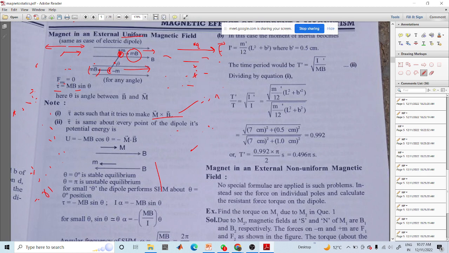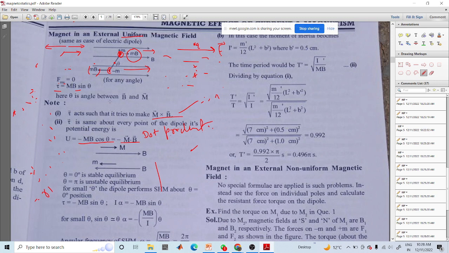I request you to go to the electrostatics chapter. There you will find the electric dipole in a uniform electric field, and the potential energy is given by this. You can see on the screen, it is minus MB cos theta, or minus M dot B, that is the dot product.